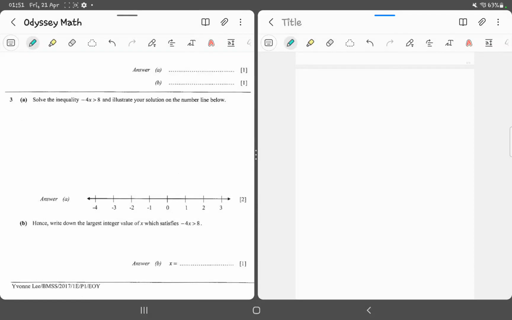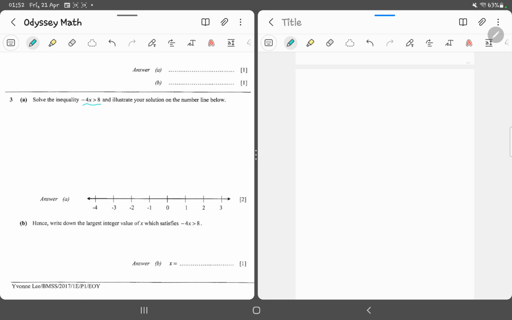Question number 3 is actually on basic inequalities. For such a question, the idea is to make x on the left hand side. If, let's say, the unknown they give you is minus 4x more than 8, then you have to try to make x on the left hand side. Do whatever you have to do, make it as x, then more than, or it can be x less than. So make it as x on the left hand side as much as possible.